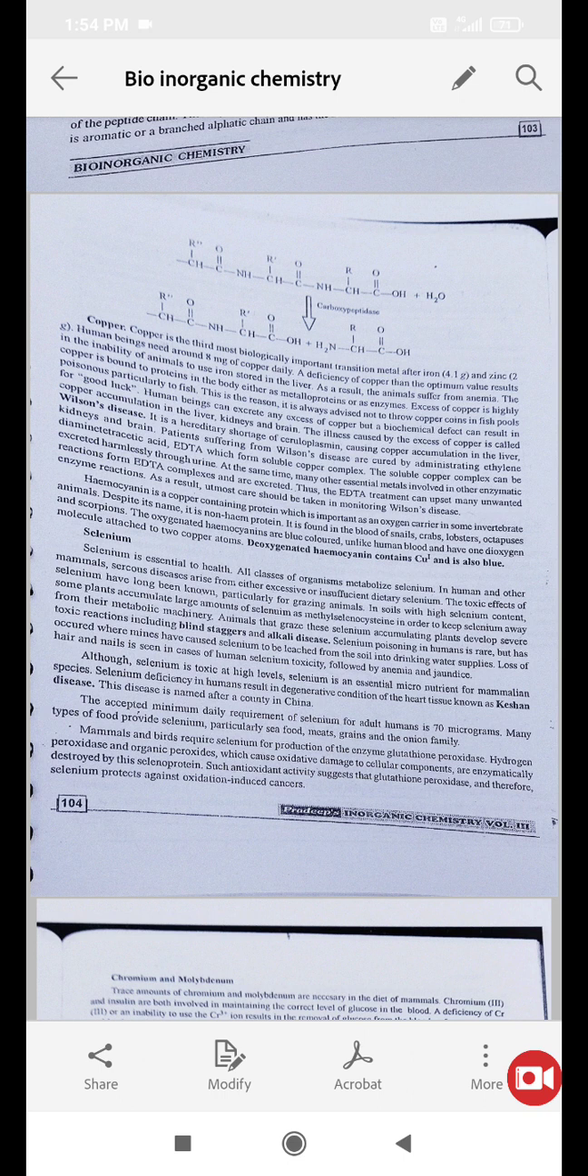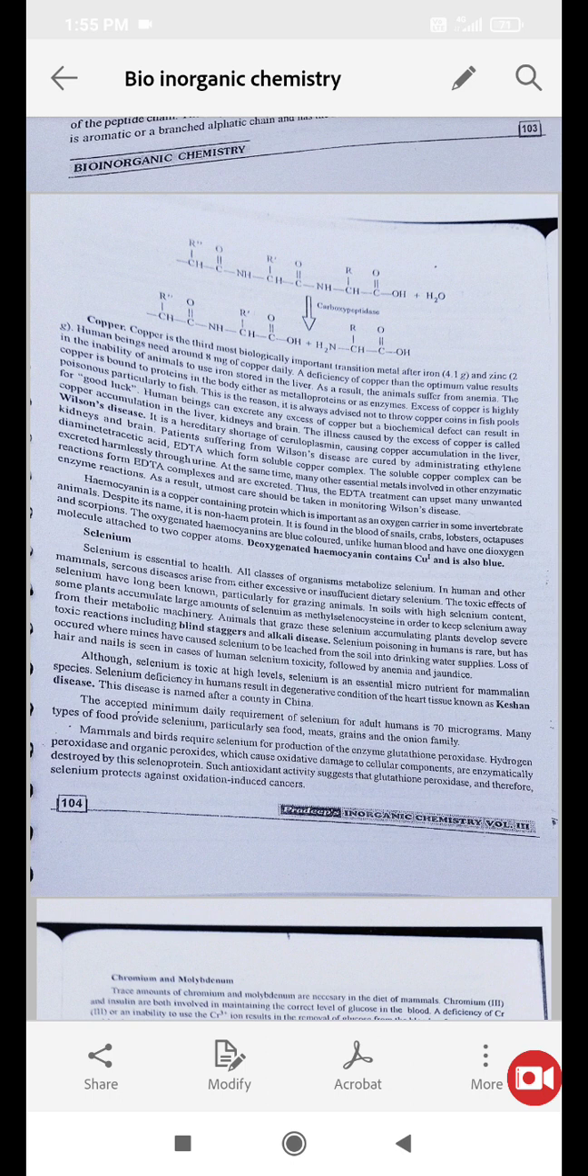The copper is bound to protein in the body either as metalloproteins or as enzymes. Excess copper is highly poisonous, particularly to fish. This is the reason it was always advised not to throw copper coins in the fish pool for good luck. Human beings can excrete any excess of copper, but a biochemical defect can result in copper accumulation in the liver, kidney, and brain. The illness caused by the excess of copper is called Wilson's disease.